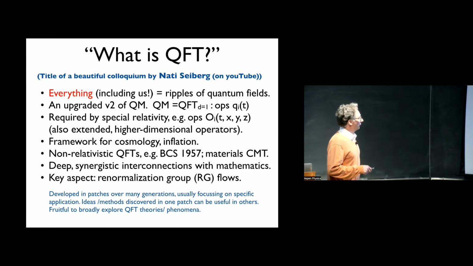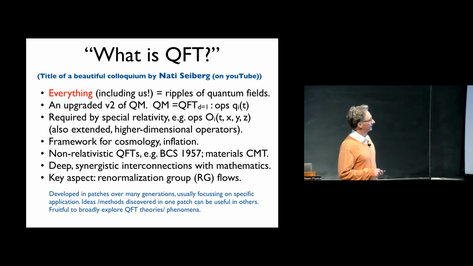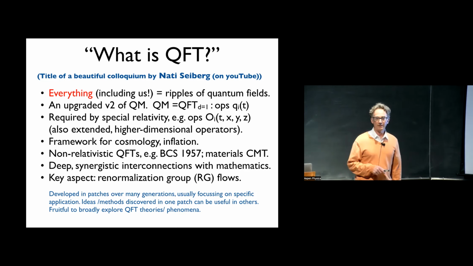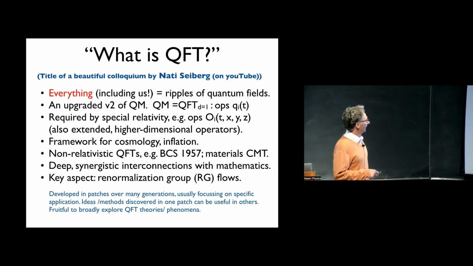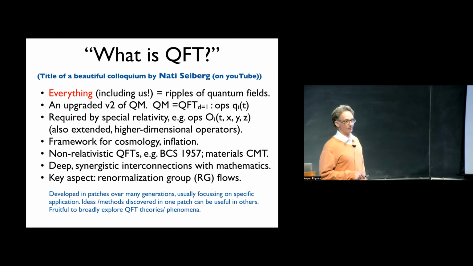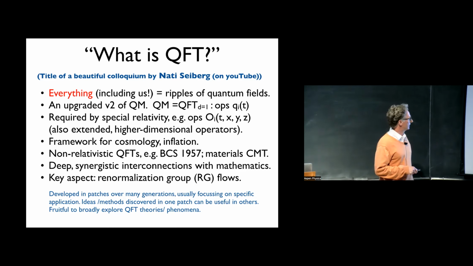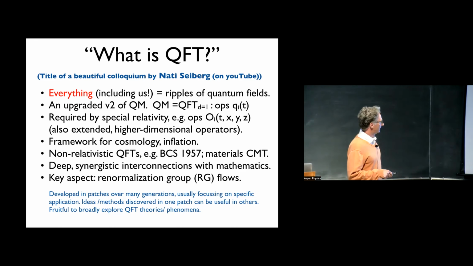It applies to what we call particle physics, even though the particles aren't the fundamental thing, but they're ripples of fields. It applies to cosmology and inflation. It also applies in non-relativistic contexts, like in materials and matter physics, like Chern-Simons theory is an example of a quantum field theory. And there are deep synergistic interconnections with mathematics. A key aspect that I wanted to discuss a bit more in this talk is that of the renormalization group. So I often write RG, which means renormalization group.